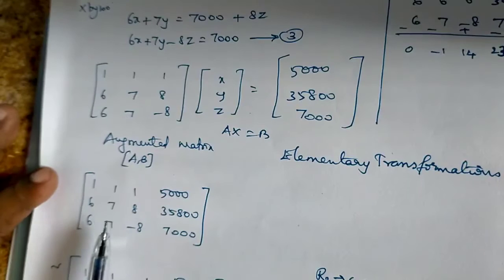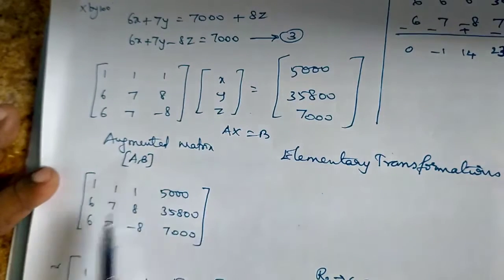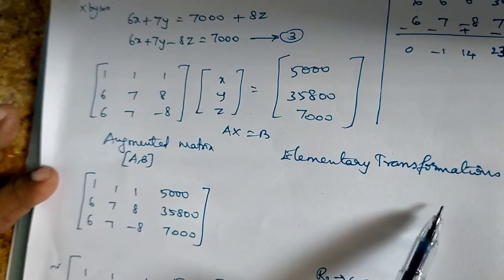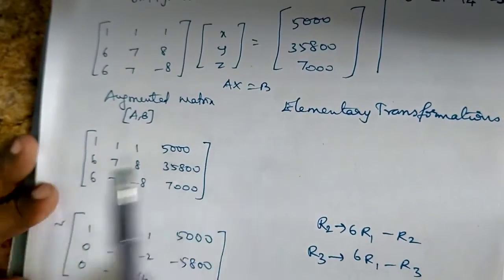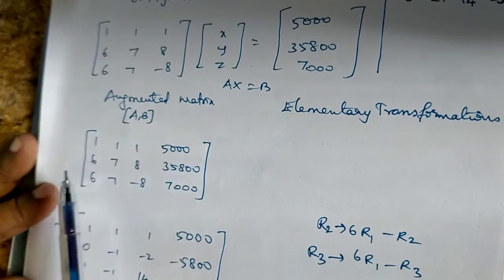You can write it like this. First, club the A matrix and B matrix and write it like this. Elementary transformations can be used to make it into echelon form. Multiply row 1 with 6 and subtract row 2.